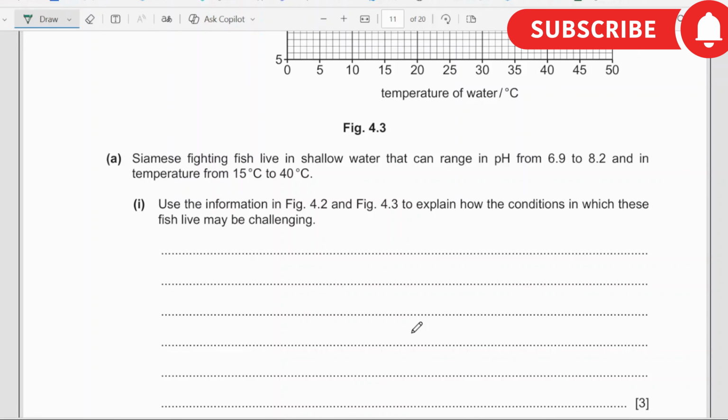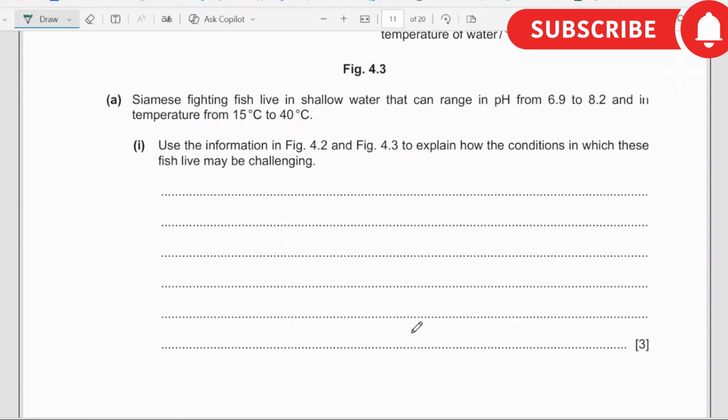Now use the information from both graphs to explain how the conditions in which these fish live may be challenging. So, change in pH is this, and this one is this. You have to explain. It's not about description. You don't have to give values, just explain why this is happening or what can be useful.